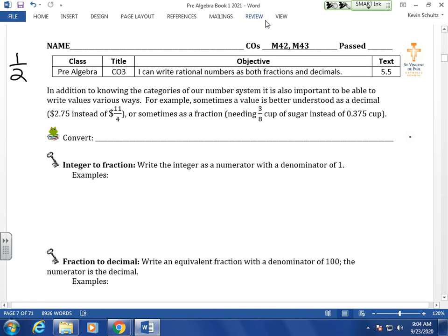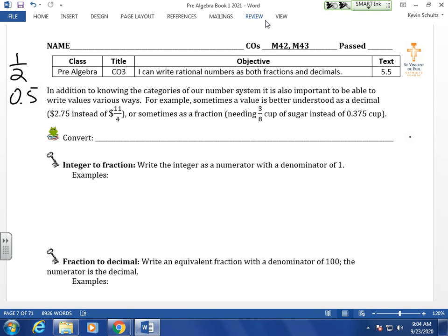What is the decimal value of 1/2? 0.5. There's a reason why we can do that. There's a reason why we have that, right? Because different units that we use in our daily lives use values differently.